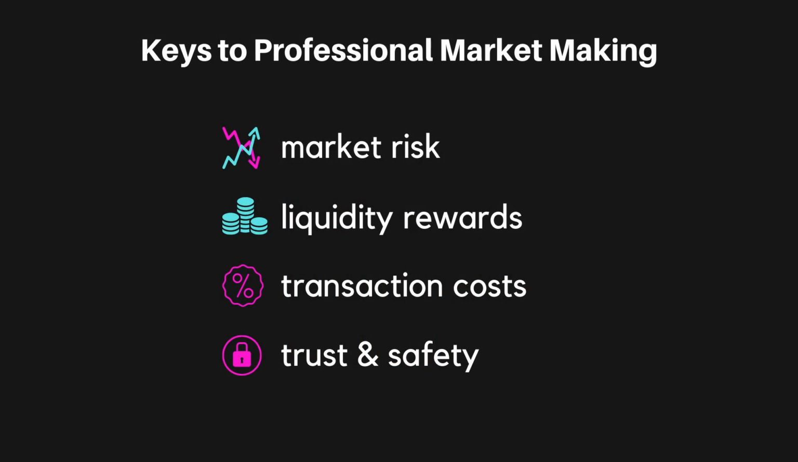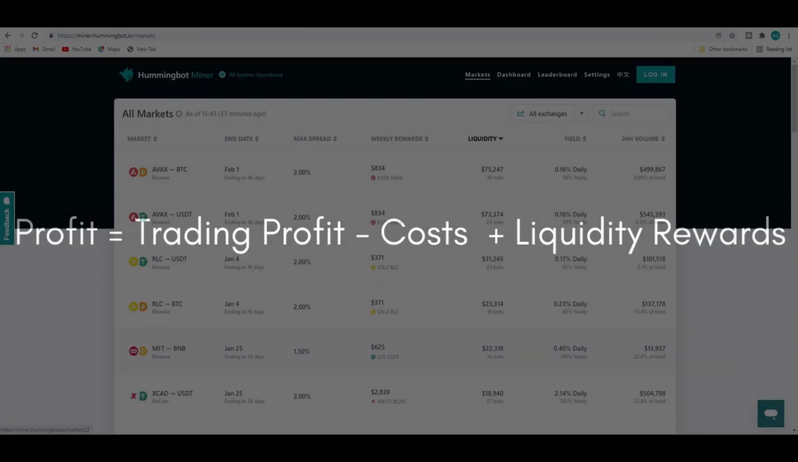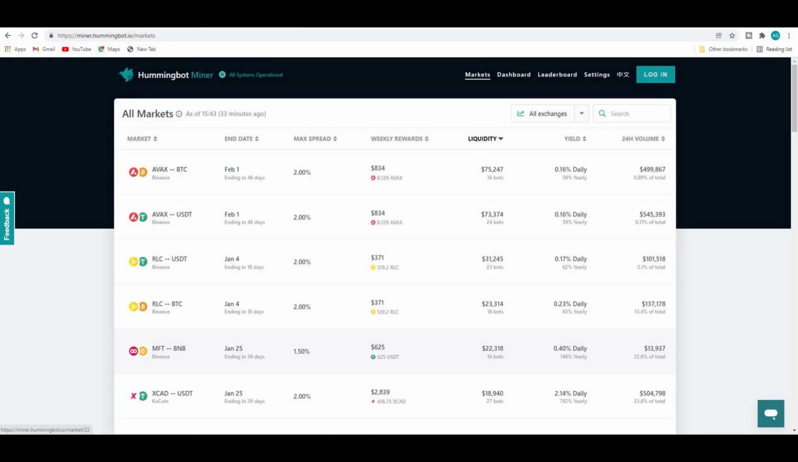The Hummingbot cross-exchange market making strategy allows us to earn liquidity mining rewards by maintaining orders on the order book of our maker exchange. These rewards can be used to offset our transaction costs and in many cases may be the main source of profit from our trading activity. One of the most popular places for finding these kinds of incentives is Hummingbot's own Miner platform. It's worth considering this point in a little more depth.